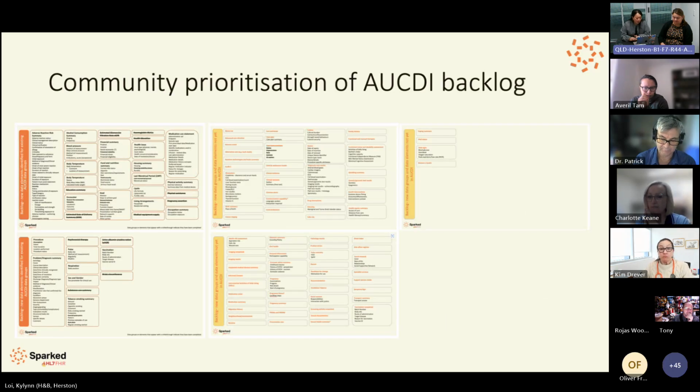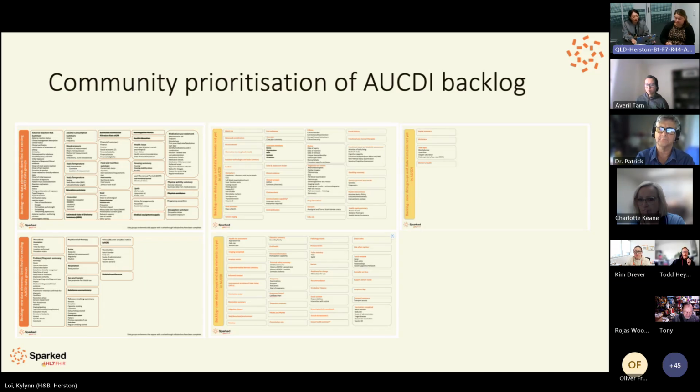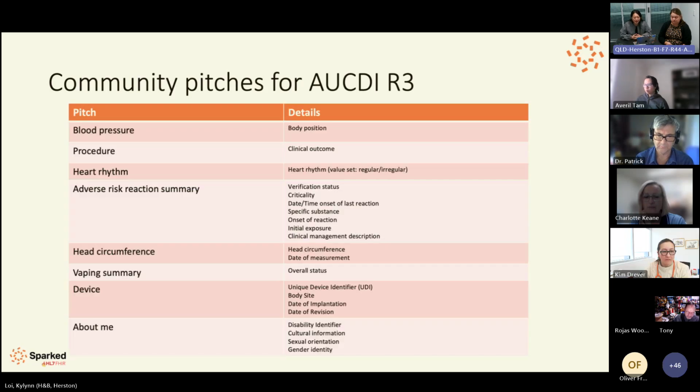The other activity that we did was a community prioritization of the AUCDI backlog. We put out an EOI to see if there were interested members of the community who wanted to pitch to us what might be of high interest to the clinical design group, and give a proposal to the group on the day that we should include certain things in R3. We received quite a few, which was quite amazing. It was a really interesting part of the afternoon. Thank you so much to everyone who presented to ask for different things.